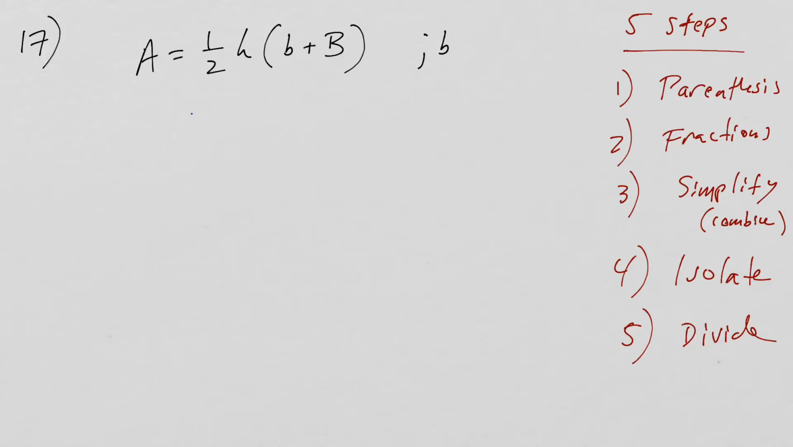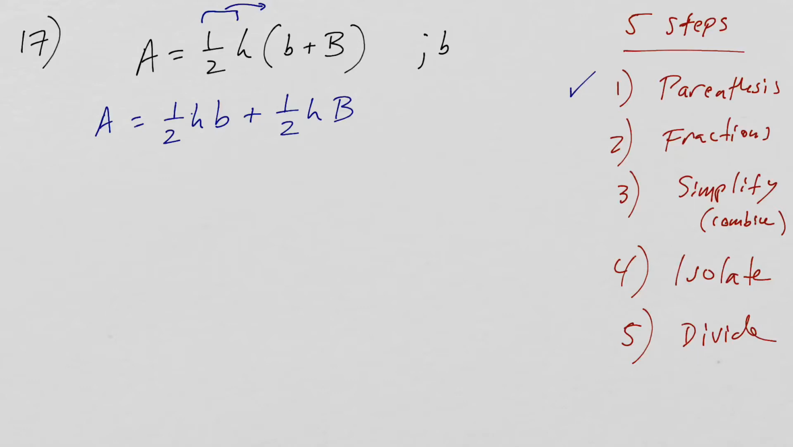Okay, so this one we have parentheses. So let's start with that as our first step. We're going to take this stuff and distribute it in. So we're going to get 1/2 h little b plus 1/2 h big B. That's our first step, parentheses.